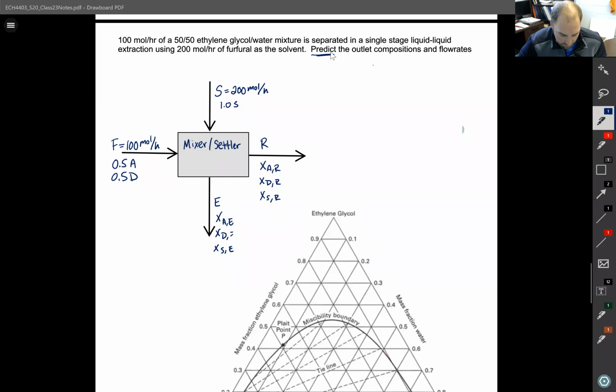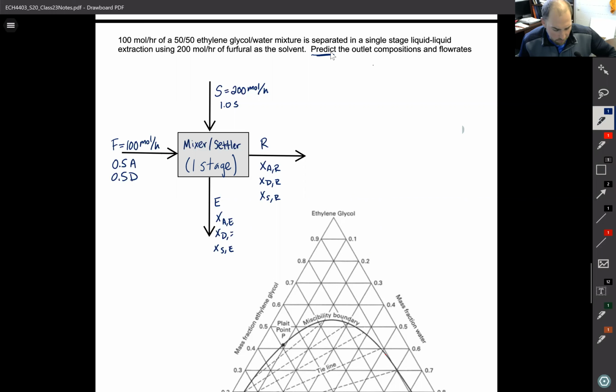In other words, I have the feed set. I know that my feed is 100 moles per hour of a 50-50 mixture, and my solvent flow rate is set, and my solvent composition is also set. I've also set that I have one stage only, one mixer settler. So everything is set except what I actually get out of this thing.